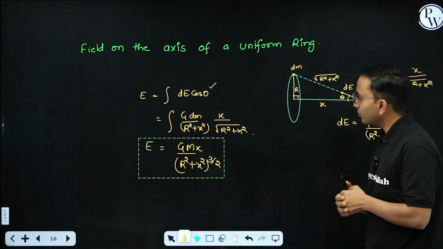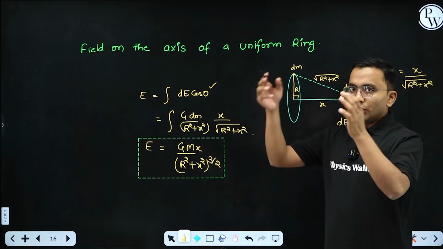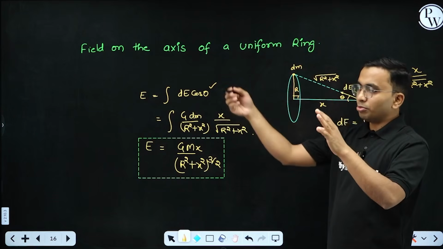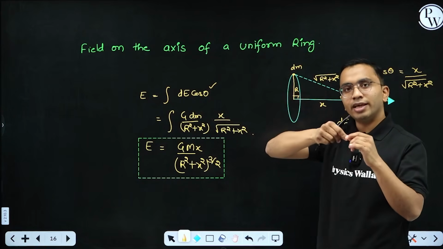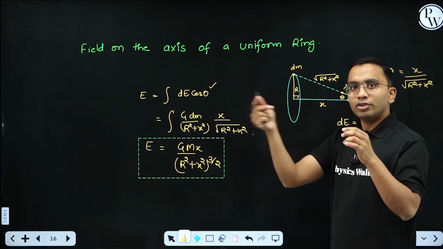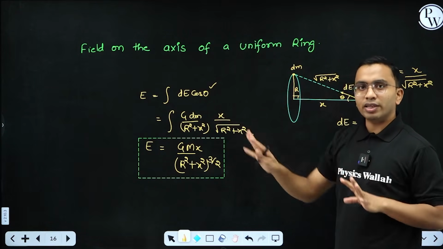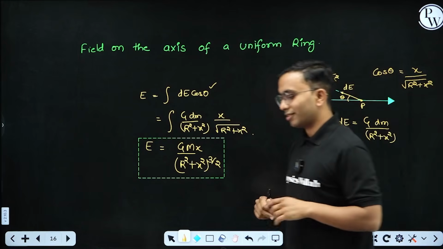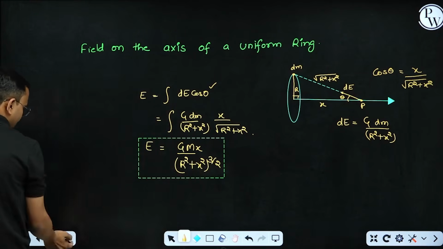Now, can you find it on the axis of a disk? Yes, you can. You can consider the disk to be made up of so many rings. Due to each ring, you write the field there, and then you can integrate it. Take one of the rings, write the field there, and integrate to find the total gravitational field. This formula is required. You can remember it.